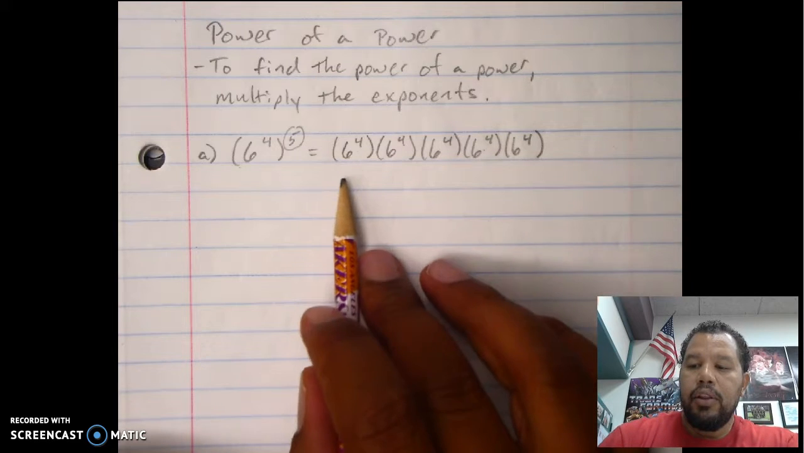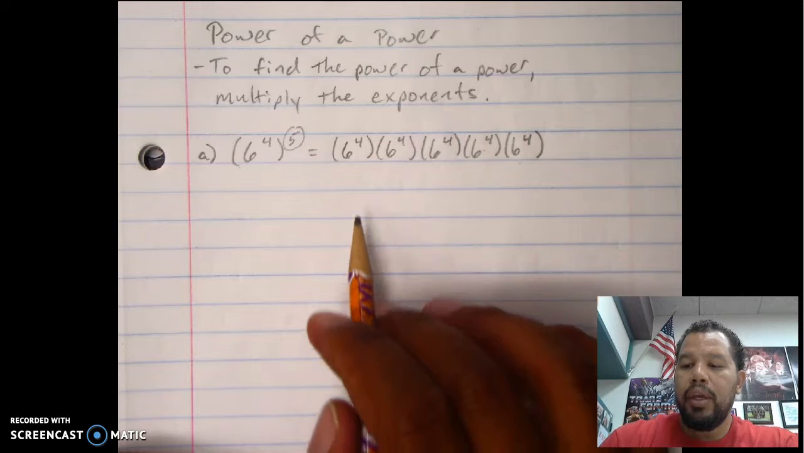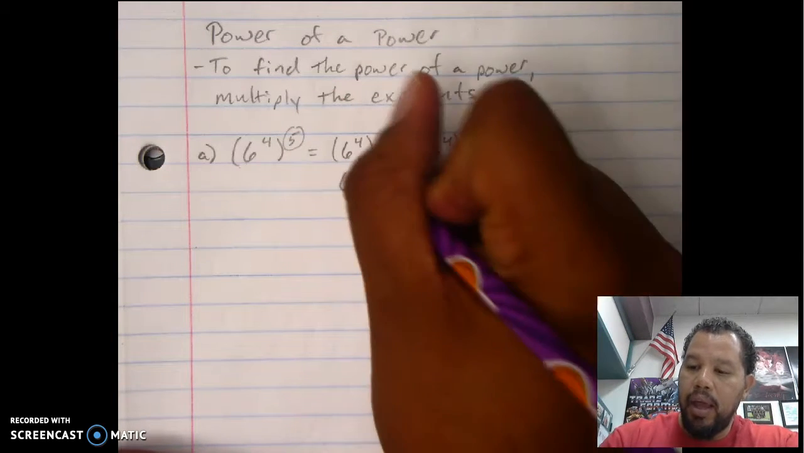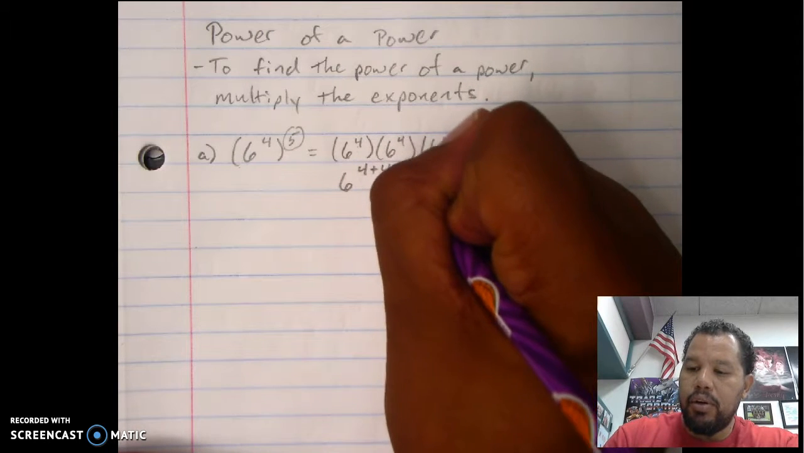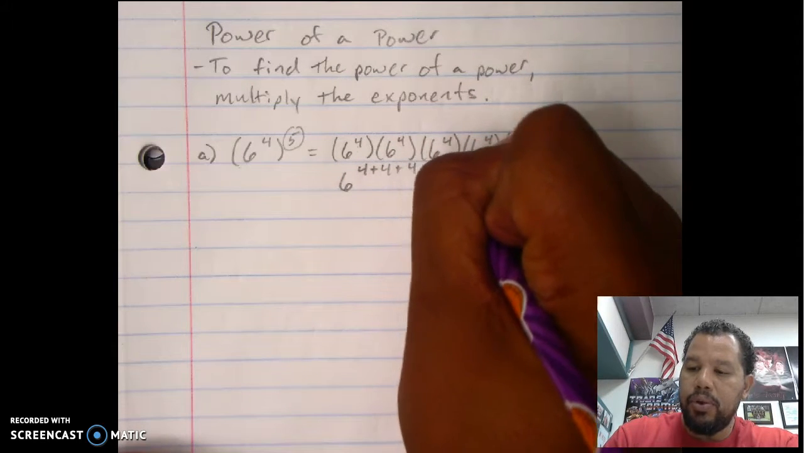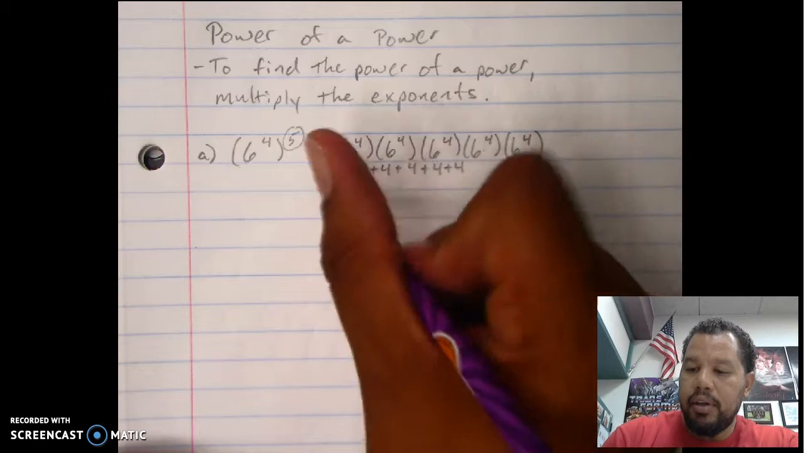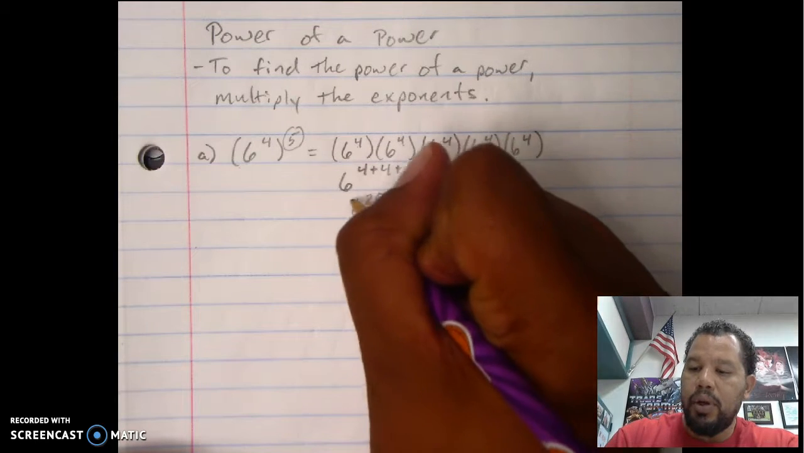We already learned that anytime we're multiplying powers that have the same base, we add the exponents. So we're going to have the 6, and we're going to add the 4 5 times. 4 plus 4 plus 4 plus 4 plus 4. Thus, when we add that all together, we get 6 to the 20th.